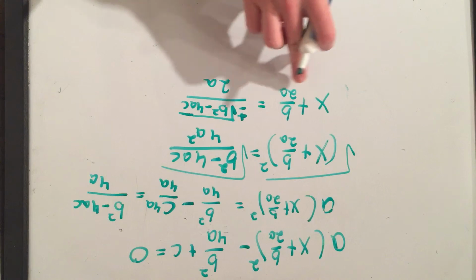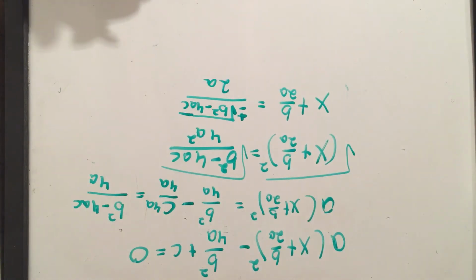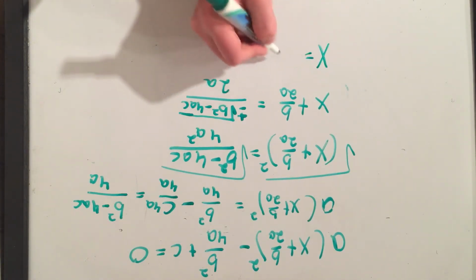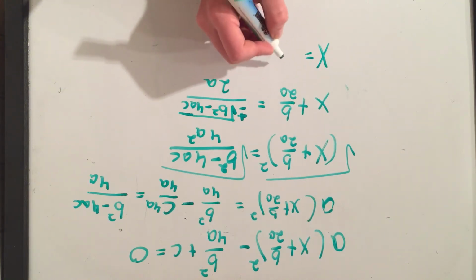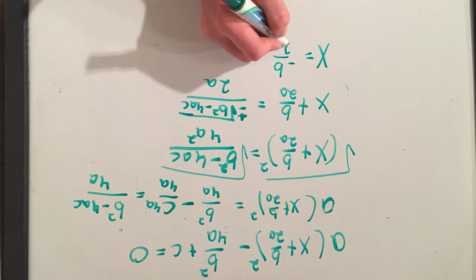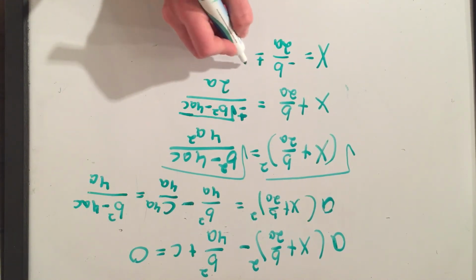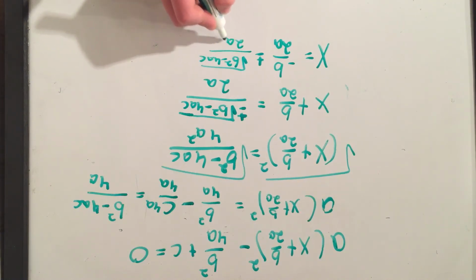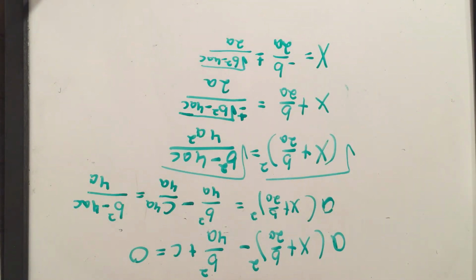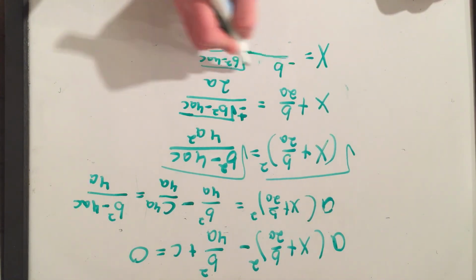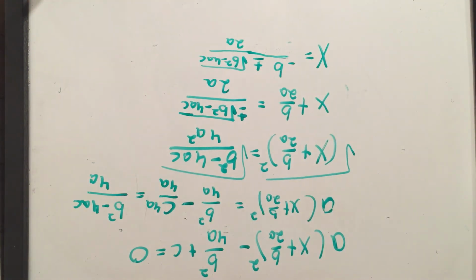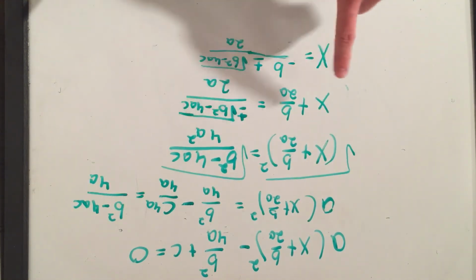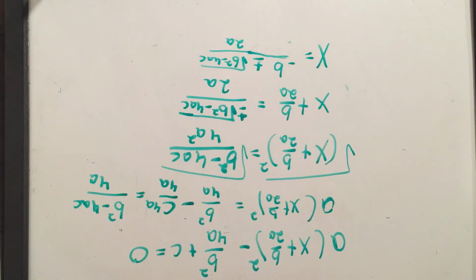Okay? The last thing I'm going to do is I'm going to subtract b over 2a from both sides. So it'll be x equals minus b over 2a plus or minus the square root of b squared minus 4ac over 2a. And hey, these happen to have a common denominator, so I'm just going to write that all over 2a. And we have our fantastic quadratic formula that you know so well. x equals minus b plus or minus the square root of b squared minus 4ac all over 2a.